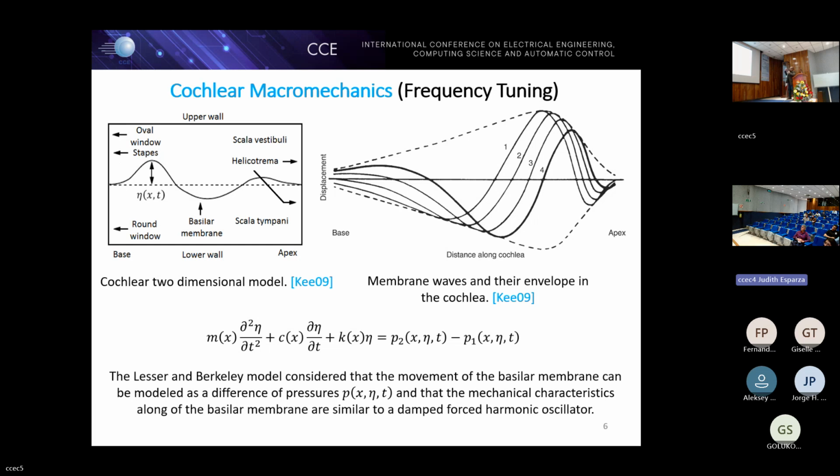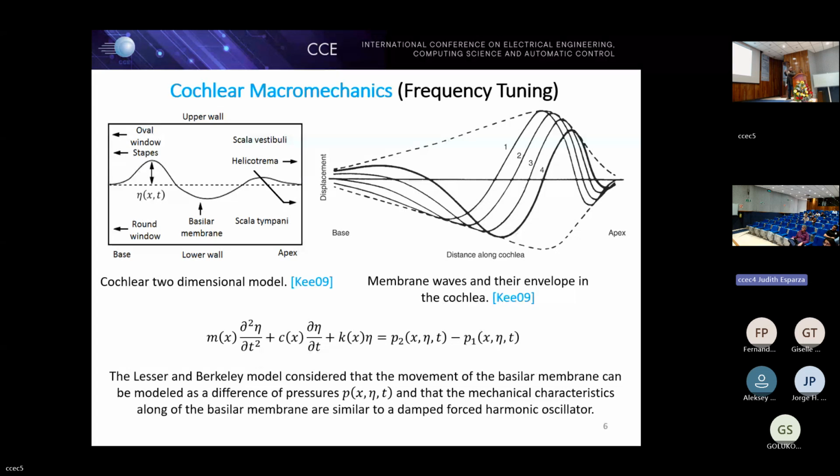This is schematic as percent of the distance along the cochlea and the displacement along the basilar membrane. For example, graph 1 corresponds to a specific frequency, and the 4 graphs correspond to another specific frequency. The classical model of these elements is in this form. The difference of pressure between the scala vestibuli and scala tympani activates a part of the basilar membrane in a similar form to an oscillator damping, and this equation is the result.